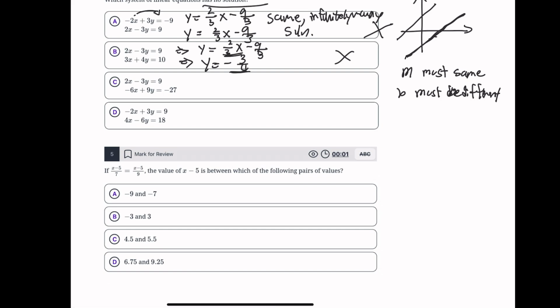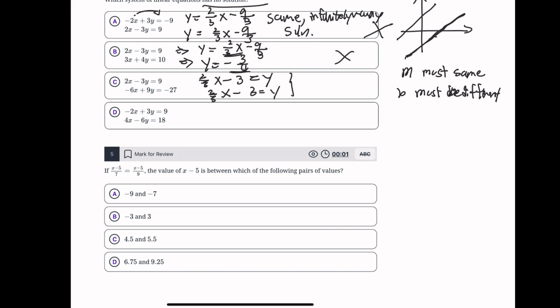If you rearrange, we have 2/3 x minus 3 is equal to y, and 2/3 x minus 3 is equal to y. So these are the same again. So let's try the fourth one.